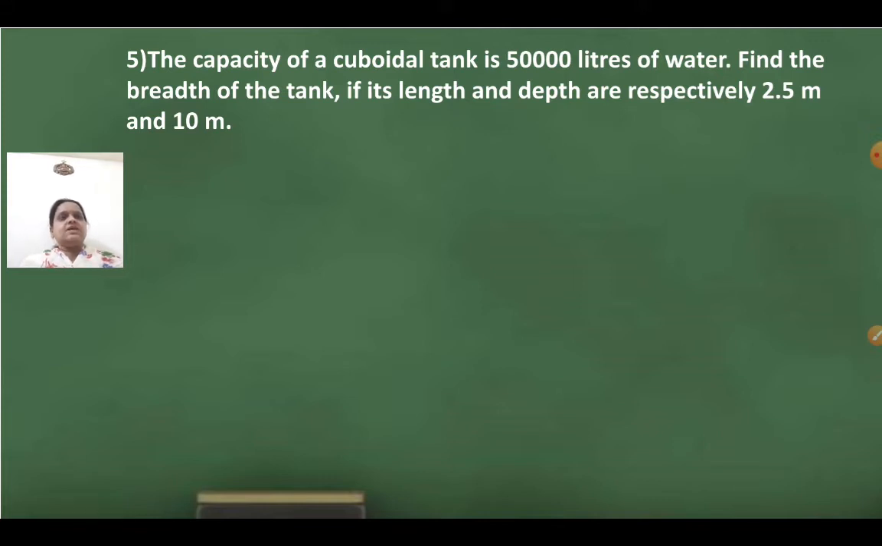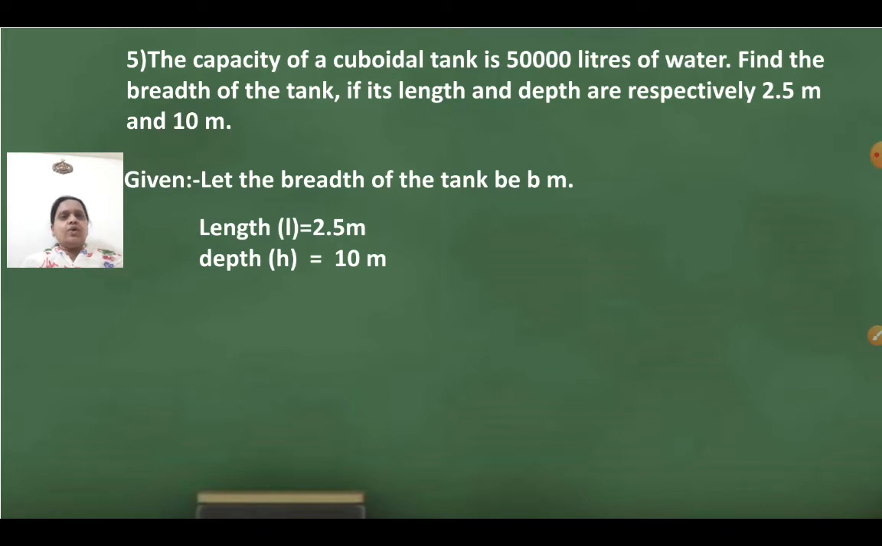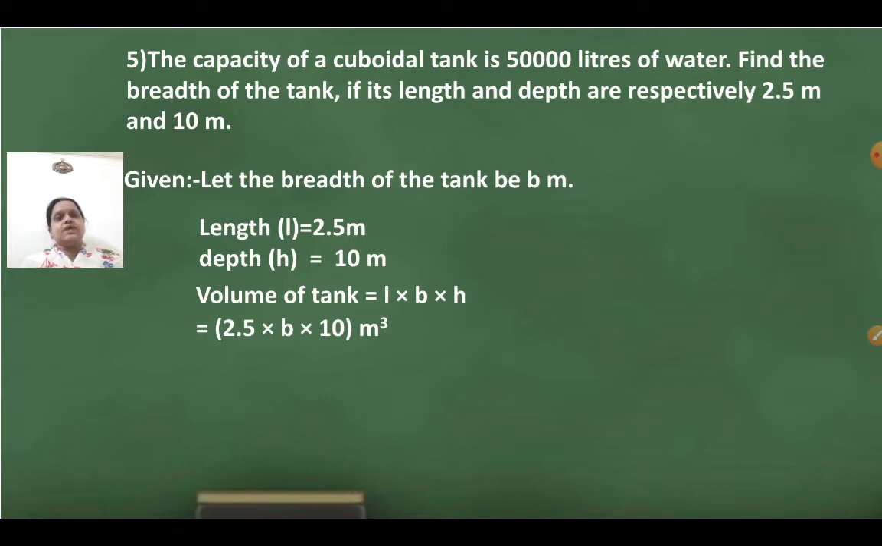So let us write down the given part. Let the breadth of the tank be B meter. Then length equal to 2.5 meter and depth is 10 meter. So volume of the tank equal to L into B into H, length into breadth into height. Substitute the values: L is 2.5, B is the unknown value, so write it as B only, into 10. 2.5 into 10 is 25. So 25 B as the volume.